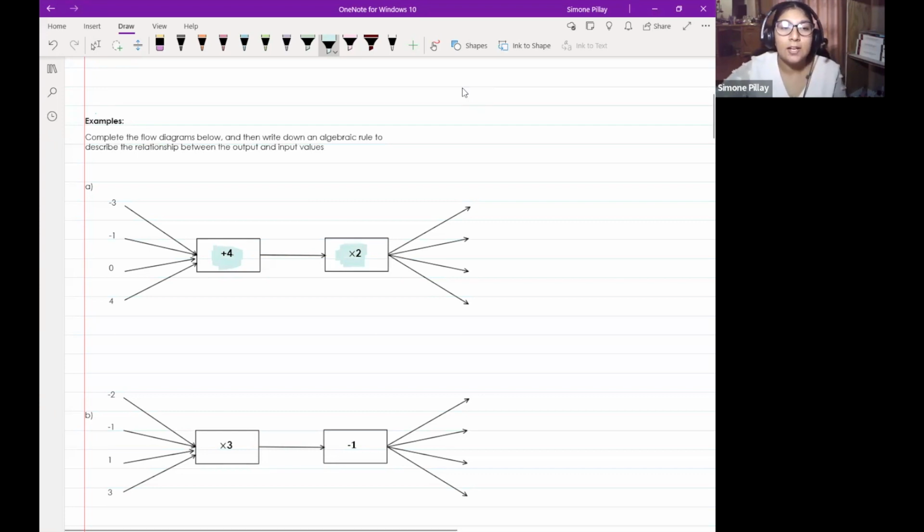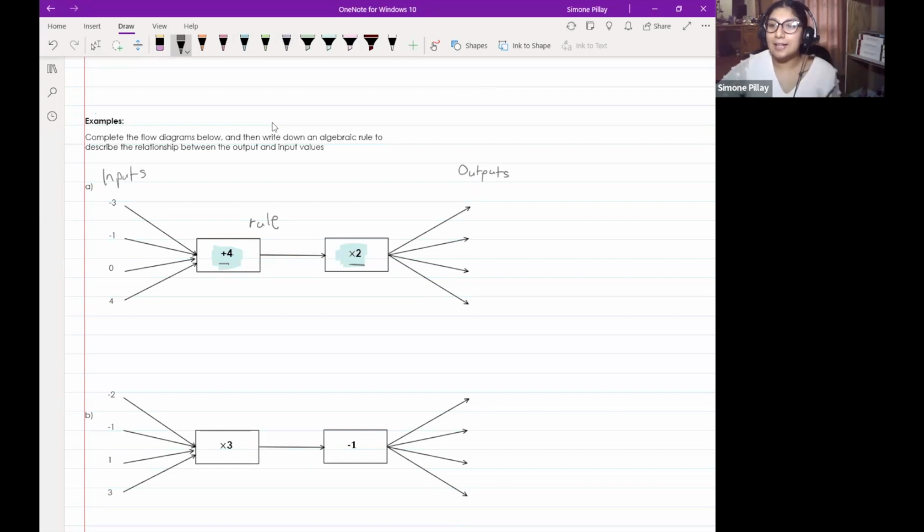And so if we look at this, what is our rule? Here our rule is +4 and then multiply by 2. And so what you should know is in a flow diagram, we have what we call inputs. We have our rule. I don't know why my handwriting looks like I'm in grade 2 today, but whatever. And then we have our outputs. So we have inputs, we have a rule in the middle, and then we have outputs.